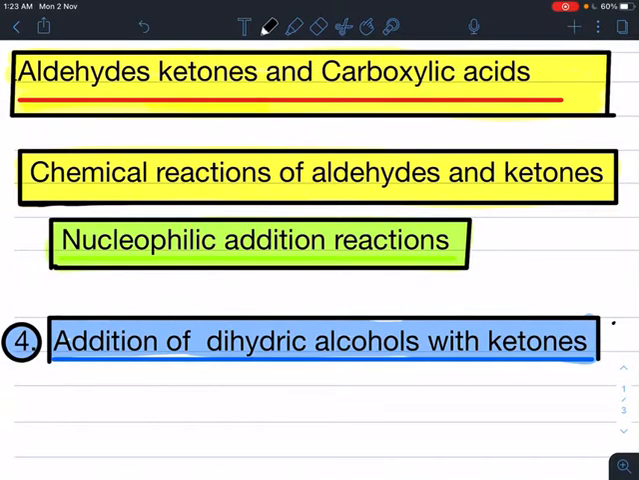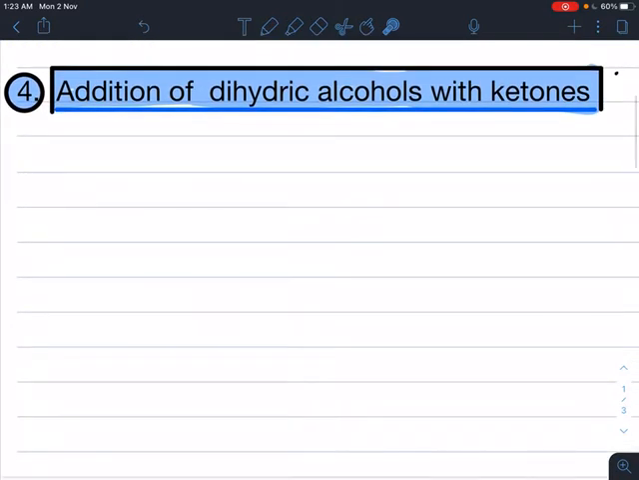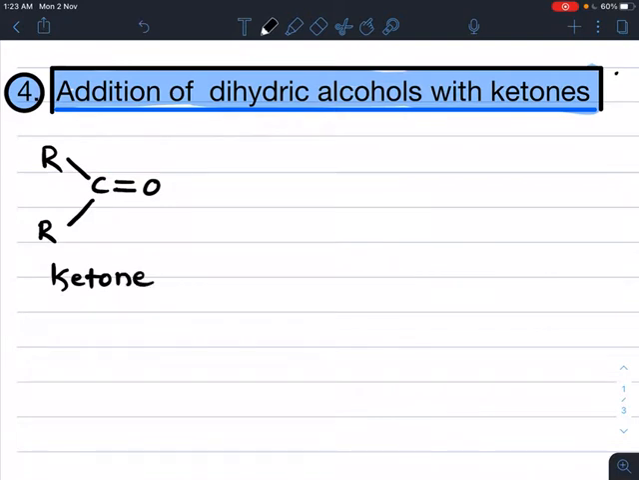Hello students, in this lecture we are going to study about addition of dihydric alcohols with ketones. So let's see, the general formula of a ketone is RCOR. This is the general formula of a ketone. So this is the ketone when treated with a dihydric alcohol like ethylene glycol.